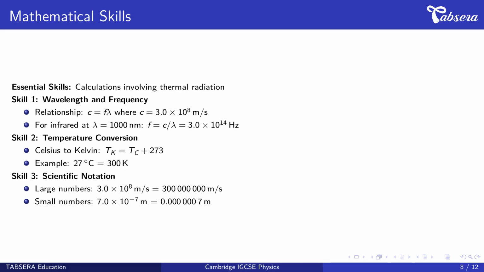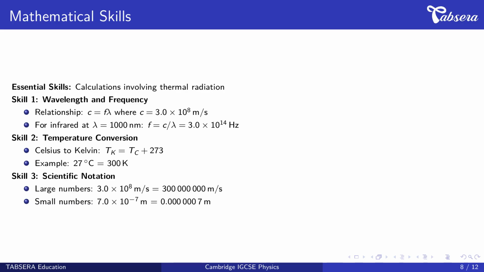First, wavelength and frequency relationship. The equation c equals f lambda relates wave speed, frequency, and wavelength, where c is the speed of light, 3.0 times 10 to the power 8 meters per second. For infrared radiation with wavelength 1000 nanometers, the frequency equals c divided by lambda, giving 3.0 times 10 to the power 14 Hz. Second, temperature conversion.